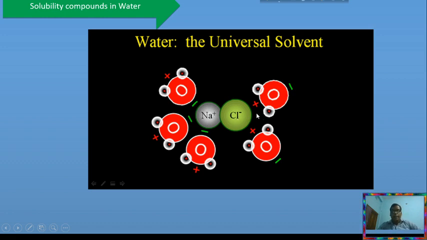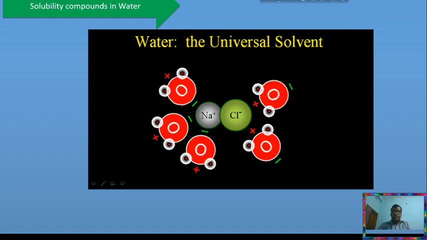That's why ionic compounds are easily dissolved in water. On the other hand, covalent compounds have no positive or negative charge. That's why they are not soluble in water.